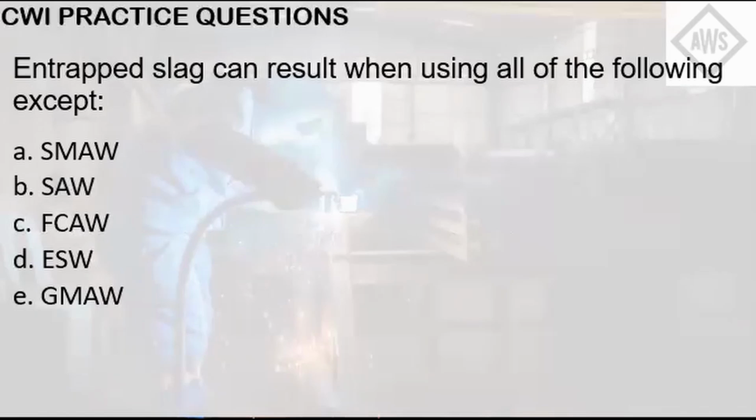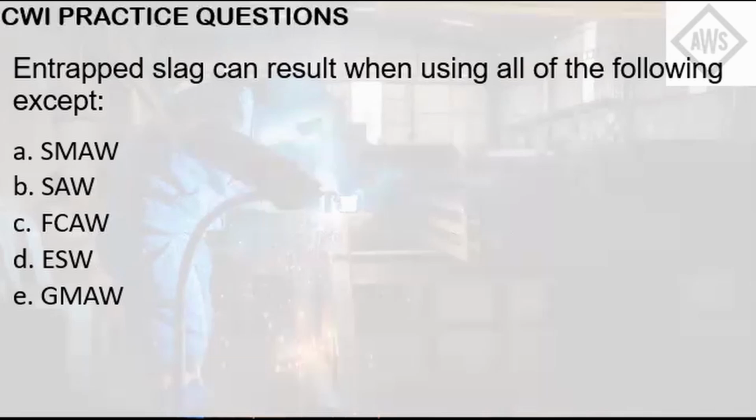Entrapped slag cannot be a result of GMAW because of the absence of flux. GMAW does not have flux. All of the processes here in the choices have flux in one form or the other. SMAW and FCAW have flux coating and flux core respectively. This flux produces slag. SAW has granulated flux that covers the weld pool.